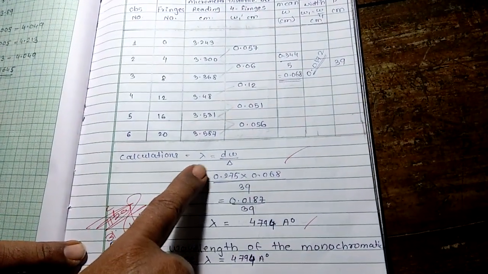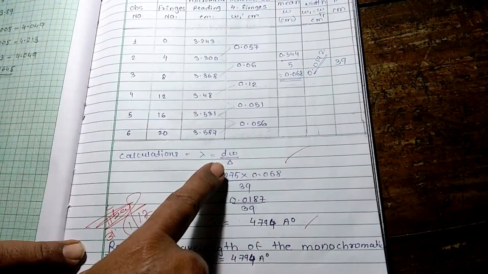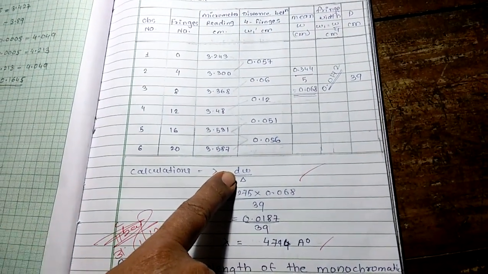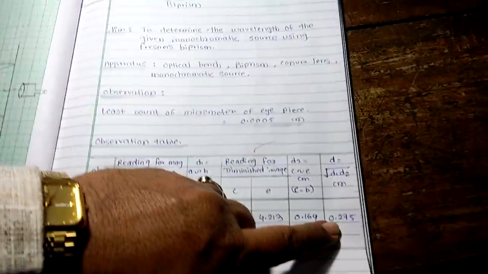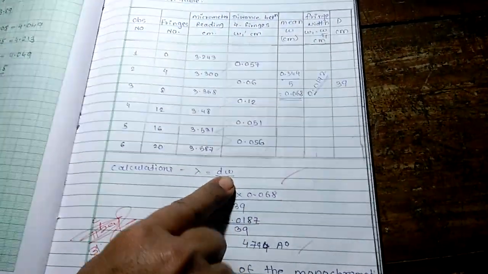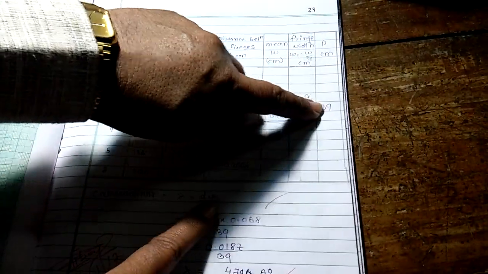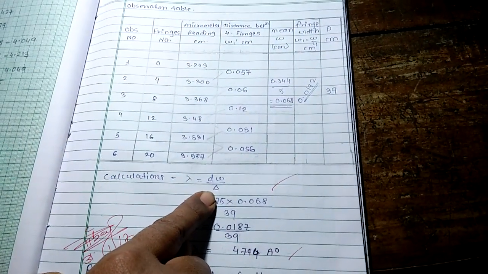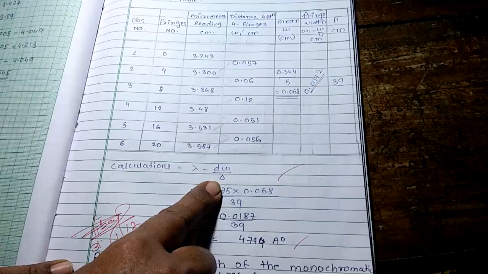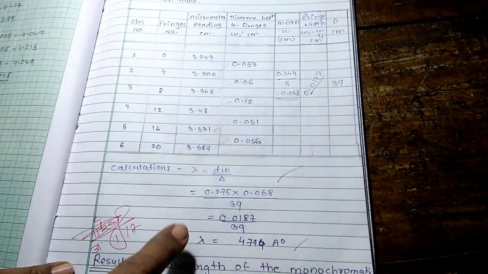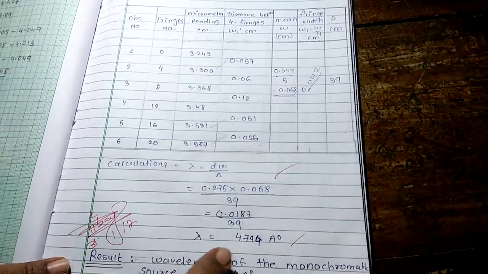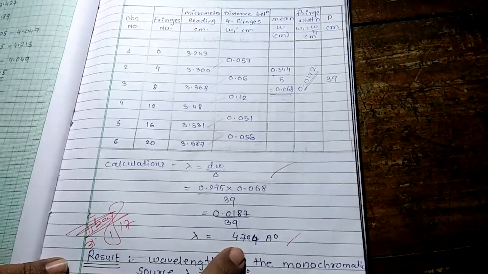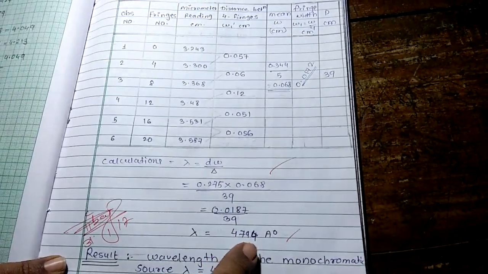Lambda is equal to d w upon capital D. This small d we got from the first table, this w is the fringe width which is obtained from this table, and capital D is the distance between slit and eyepiece. By substituting the values, we get the wavelength lambda for the monochromatic source, that is the sodium source. Again, its standard value is 5893 angstrom units.